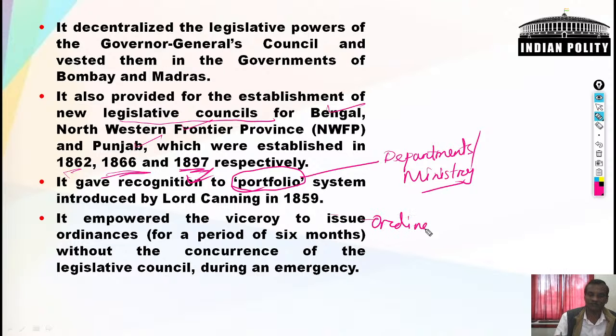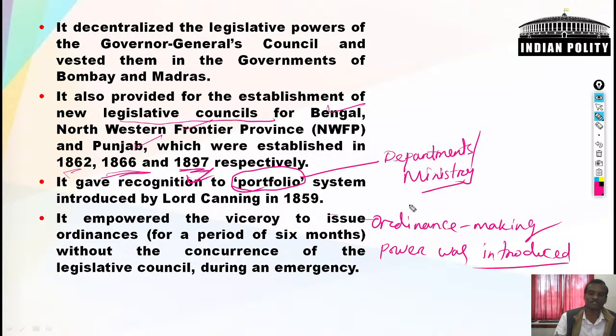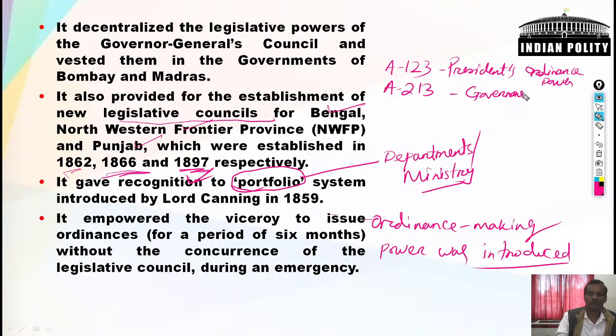Ordinance making power was introduced. That means, in which act was ordinance making power introduced? Ordinances are issued by the President under Article 123, and by the Governor under Article 213. The President's ordinance making power, the Governor's ordinance power. So that is the thing you have to remember.